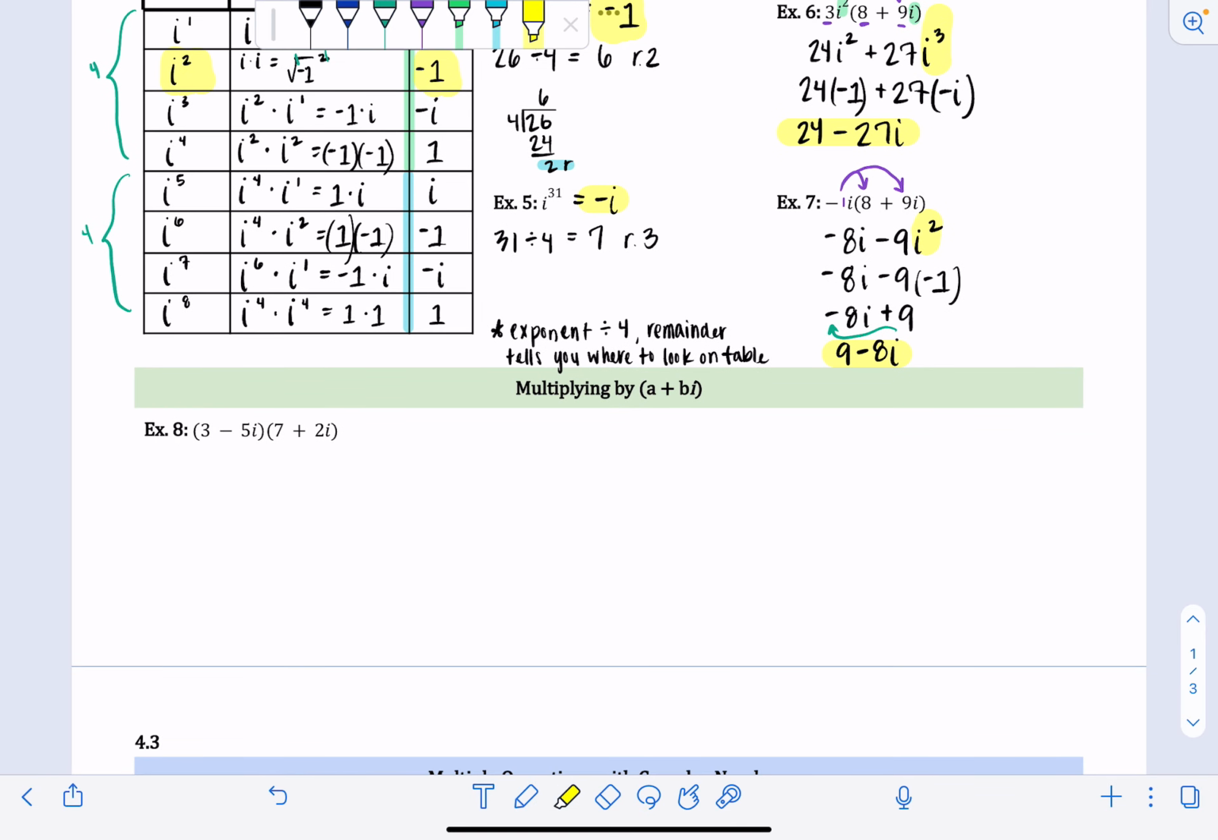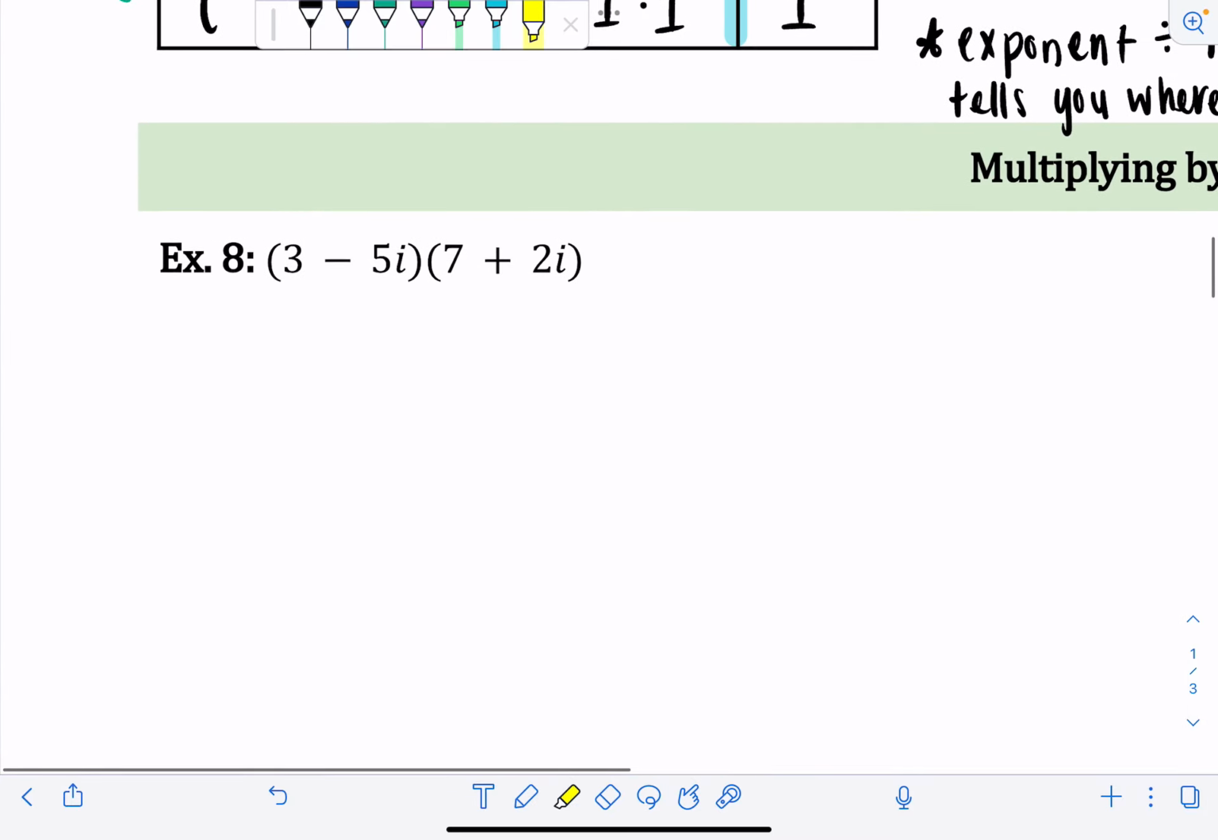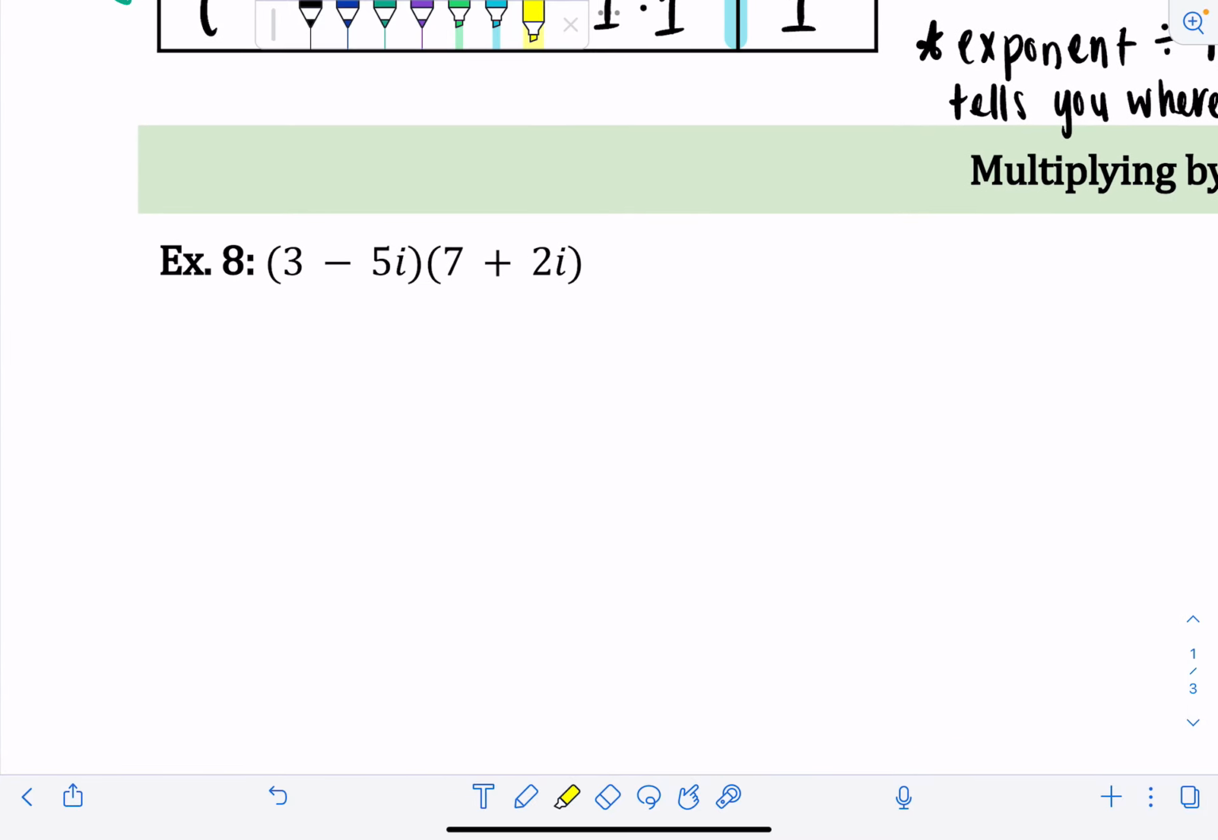Okay, example 8. So (3 minus 5i) times (7 plus 2i). This is kind of like two terms times two terms. So if you remember from Algebra 1, foiling, or sometimes it's called double distribution, we basically just have to take each part in the first parentheses and distribute it to the second parentheses.